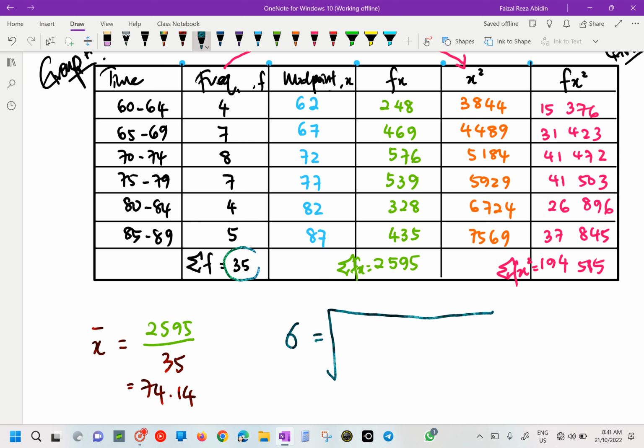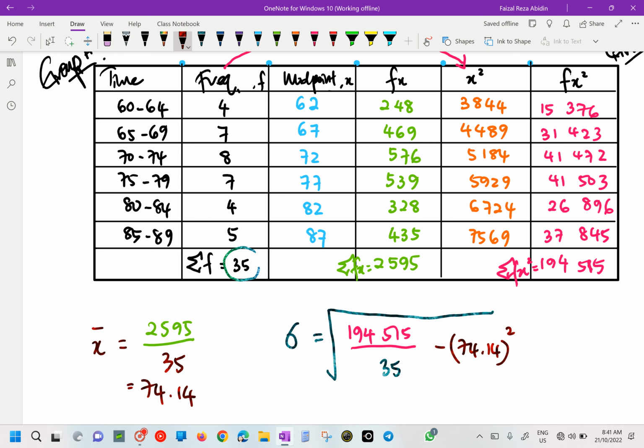Okay, so we are going to get the total of fx squared, 194,515, divided by the total of frequency, which is 35. So we are going to minus with what? Yes, our mean square, 74.14 square. So find first everything inside our square root, then get the answer. You are going to square root our answer here.